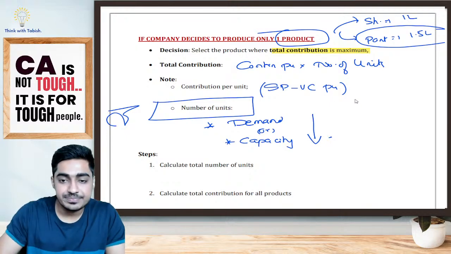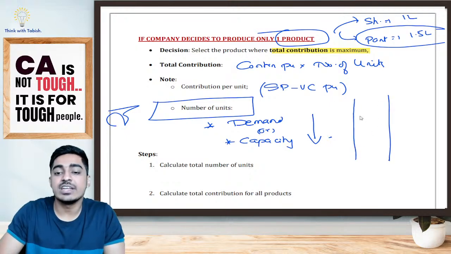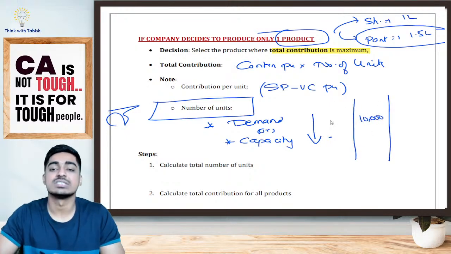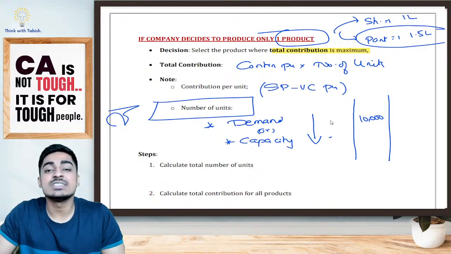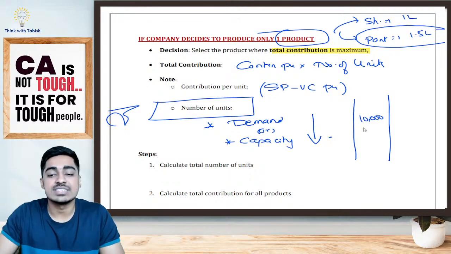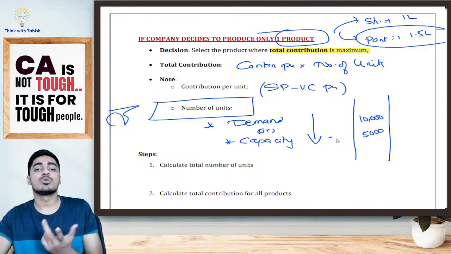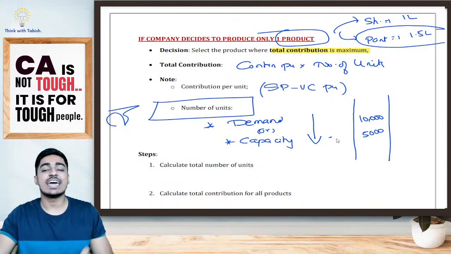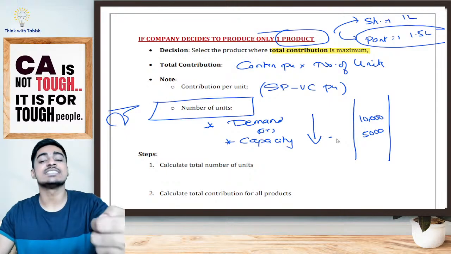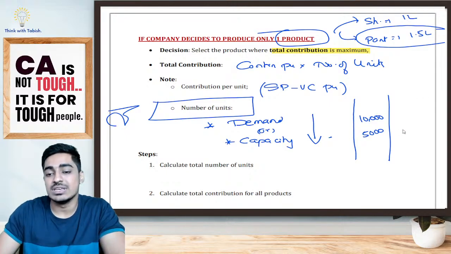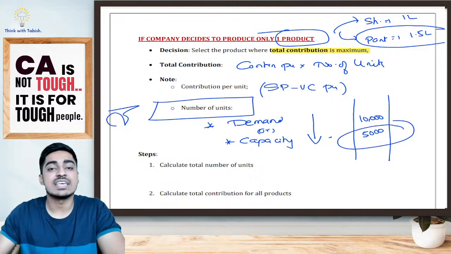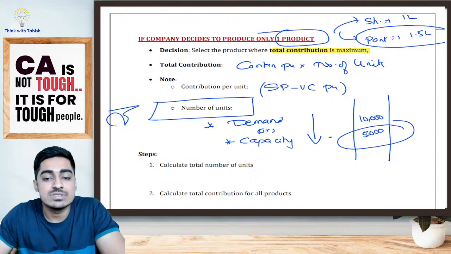What does it mean? Suppose for shirt, I have a demand for 10,000 shirts, but labor hours is limited. Due to labor hours, I'll be in a position to produce only 5,000. I'll tell, I have a demand for 10,000, but what do I do? Labor hours is not there. I will be in a position to produce and sell 5,000 units only. So I will produce 5,000, sell 5,000, get profit on 5,000.